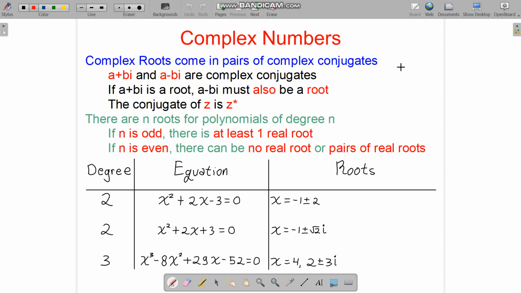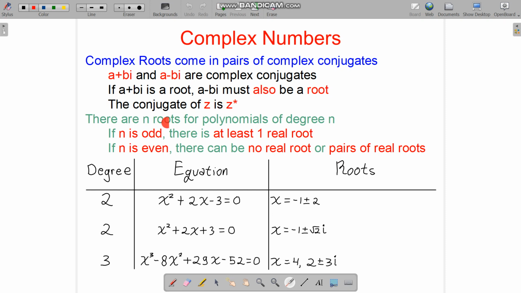Complex roots come in pairs of complex conjugates. A plus bi and a minus bi are complex conjugates. If a plus bi is a root, a minus bi must also be a root. The conjugate of z is z star.